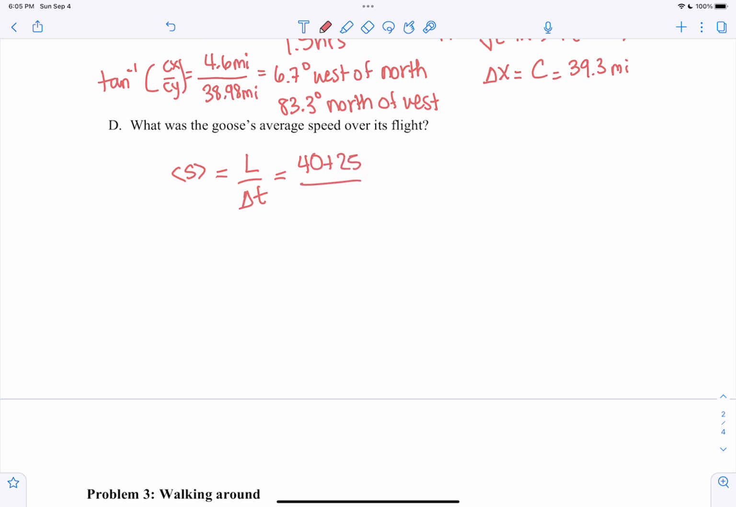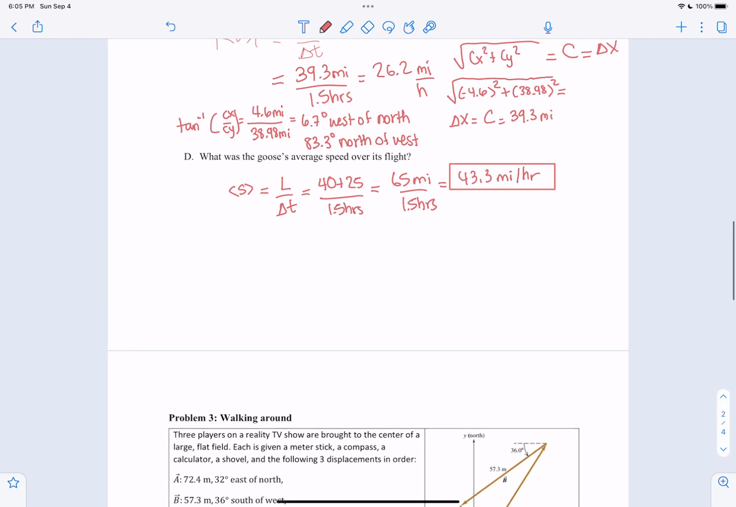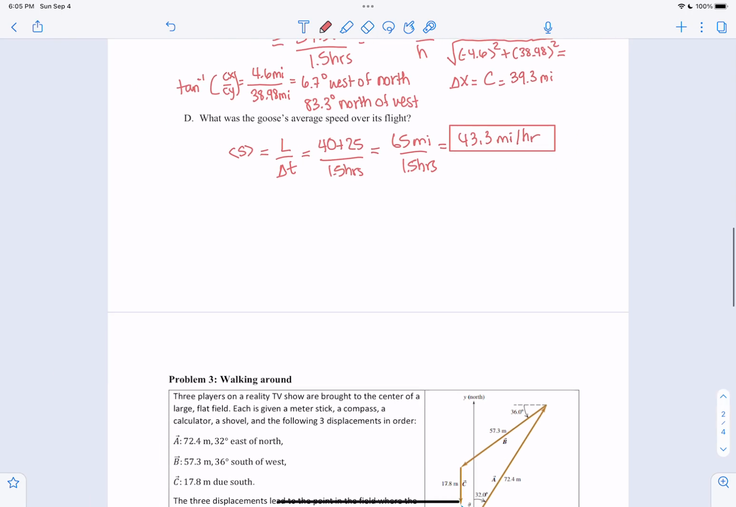So that's 65 miles over 1.5 hours, and that should give you around 43.3 miles an hour. Sound good for part D? Yep. Okay.